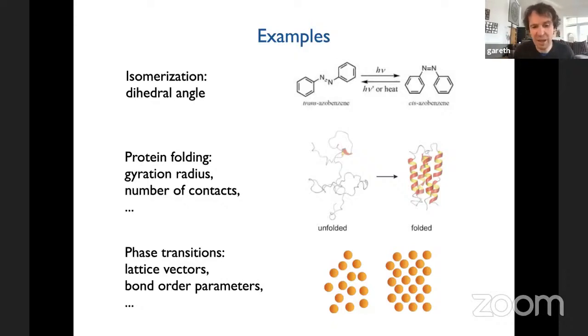Or if we're looking at a phase transition, what we can use is something like the lattice vectors or the bond order parameters. And again, these reaction coordinates are telling us whether the system is ordered or whether it is disordered, because we know as we go from the solid to the liquid, we lose symmetry or order in these structures, and thus we can tell whether the system is ordered or disordered using these sorts of reaction coordinates.